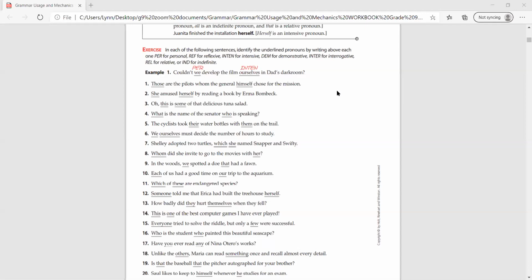Okay, let me tell you an easy way. If you put your finger over who is speaking, does the rest of the words make a complete statement? No. What is the name of the senator? What is the name of the senator? Is that a complete sentence or question? It's a question. Right. So who is speaking is what? It's interrogative. No. Who can help?